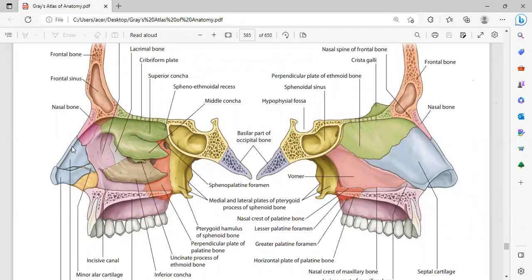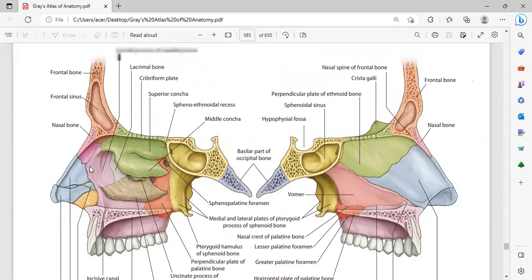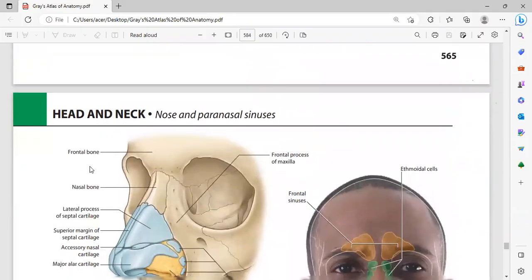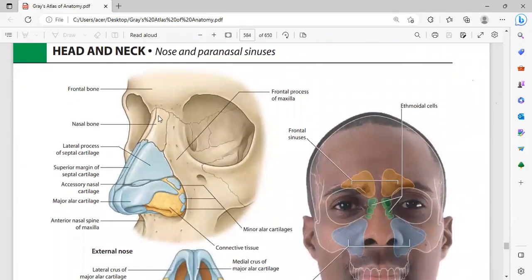the lateral cartilage, the major alar cartilage, and the minor alar cartilage. So we didn't look at that when we were doing the external nose, but so here, these are the two nasal bones. And then the rest of the external nose is not made up of bone, it's made out of cartilage and fibrofatty tissue. So here in the middle, you have this cartilage called the septal cartilage.